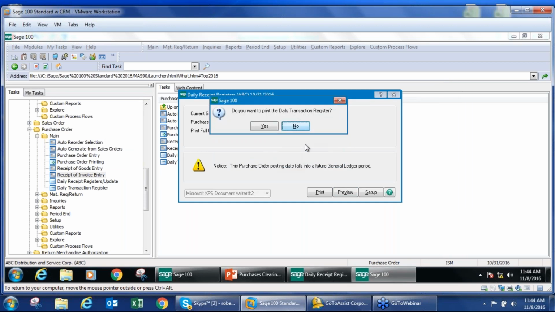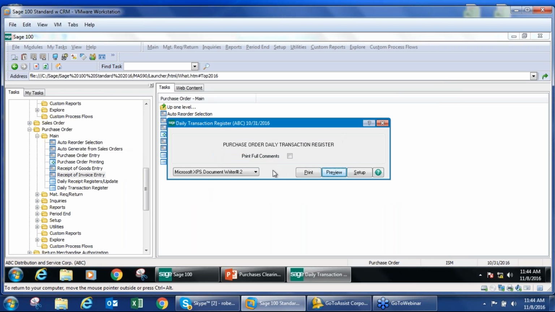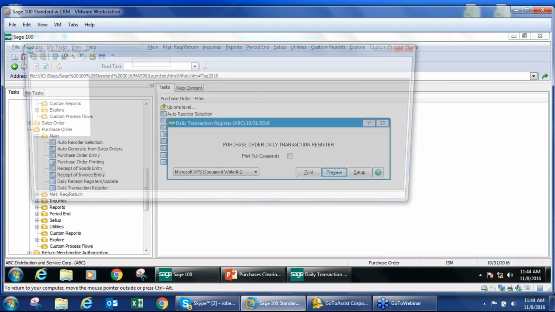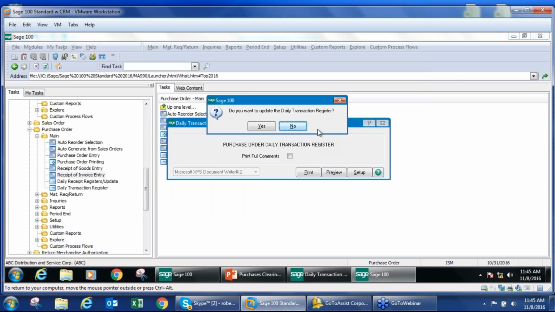We're going to update our receipt register. We're now going to get our daily transaction register. And what we should see is a debit to our purchases clearing account and a credit to AP, and a subsequent invoice that supports this credit to AP. So we debited purchases clearing for 4,000. We credited purchases clearing earlier for 4,000. Everything ties out. Our purchase clearing transactions wash. Life is good.